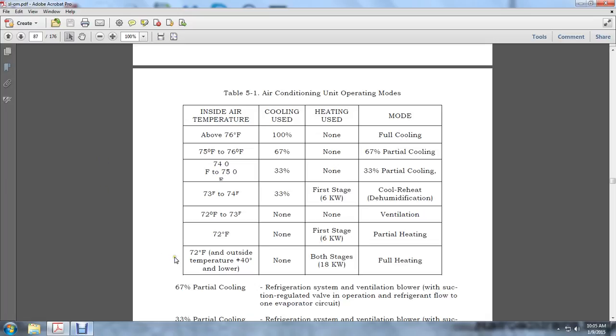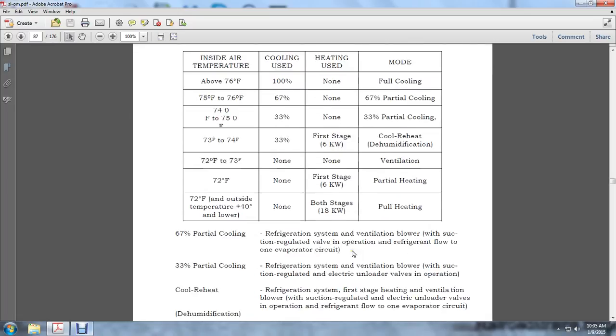72 degrees Fahrenheit, and the outside temperature is plus 40 or lower: none of the cooling is used, both stages of heating are used, 18 kilowatts, full heating mode.